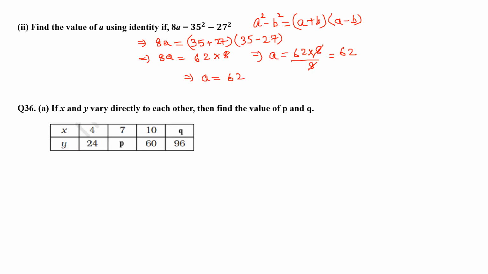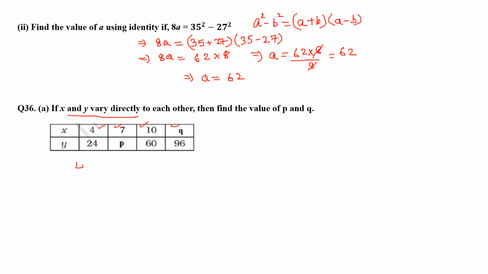Now next is question number 36, first part. If x and y vary directly to each other, then find the value of p and q. So first understand the meaning: when they vary directly, it means they are in direct proportion. And in direct proportion, what happens? The ratio will be constant. The x by y ratio for all the values will be the same, constant. They will be equal. And you have to find the value of p and q.